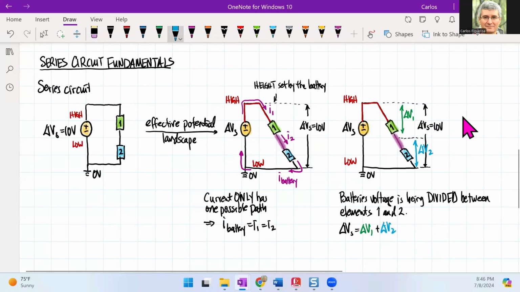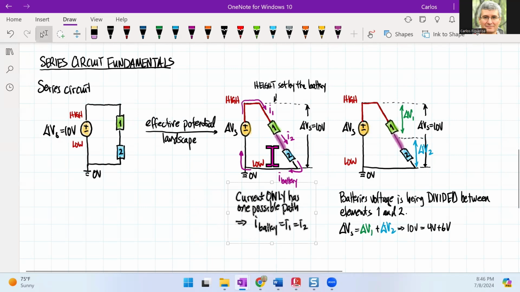In one scenario, you could imagine that my height is 10 volts. Maybe I have a combination of 4 plus 6 volts, and it all depends on the value of the element. So that's what it means for the current and the voltage in a series circuit. Currents only have one possible path, so they always have the same current. If I have a series circuit, the voltage has to be divided among the elements.